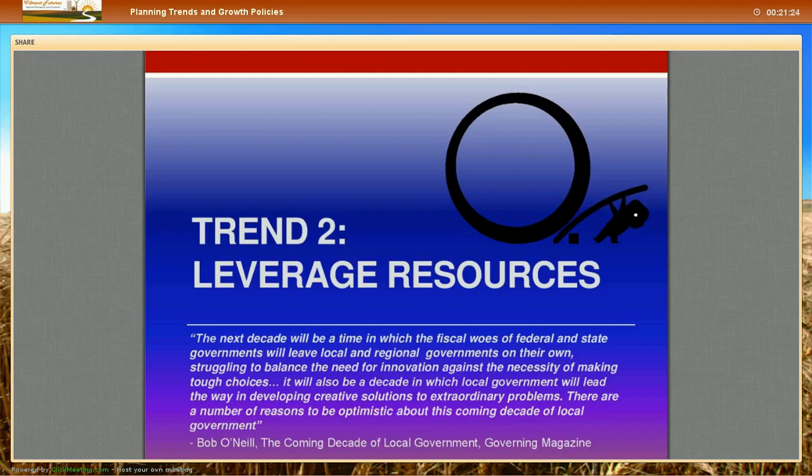Trend number 2 is about leveraging resources. For some time now, due to the recession and economic downturn, local governments have been asked to do more with less. And even though we're in an economic recovery, the sequestration at the federal level has created new challenges for local agencies. As this quote from Governing Magazine indicates, local government will need to be creative and leverage multiple types of resources to meet their needs.